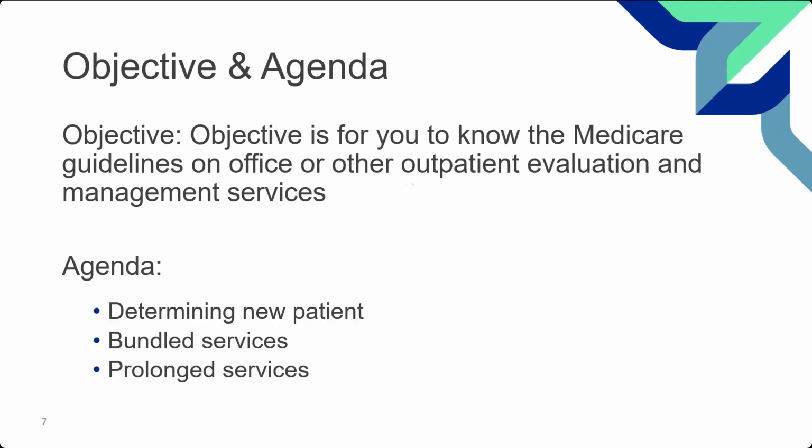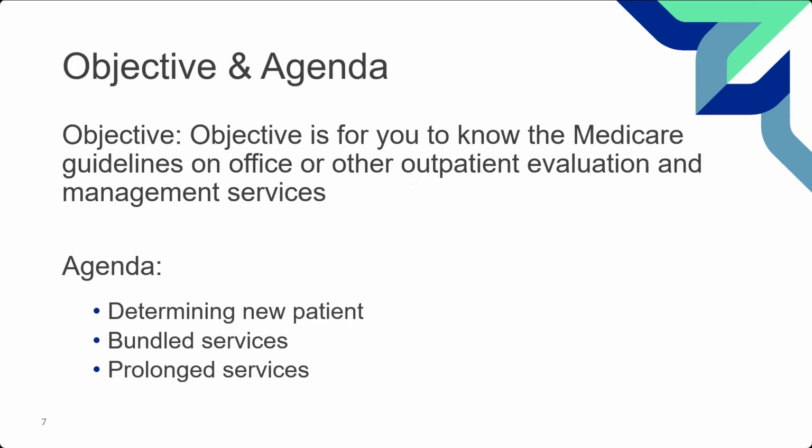Okay, that brings me to our objectives and our agenda for today. So what are we going to cover today? Our objective today is to help you understand the rules for evaluation and management services that are provided for office services. So we're talking about codes 99202 through 99215, and we're going to be discussing these for the billing for professional services.